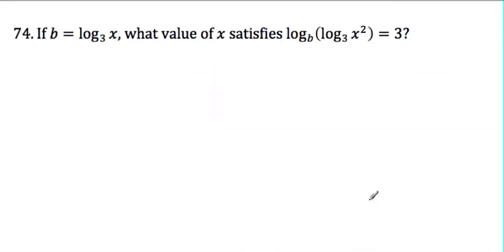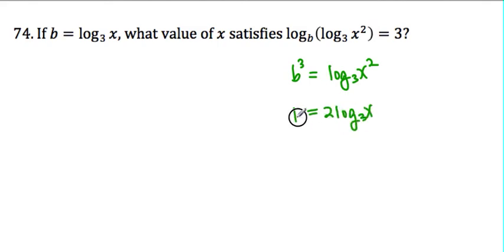Alright, let's look into number 74. b is log base 3 of x. Now, in this case, 2 can definitely come out. If I were to rewrite this one, b to the 3 power is equal to log base 3 of x squared. You see, b is the base and that's the exponent. If I rewrite this, it is equal to 2 log base 3 of x. That's b cubed.